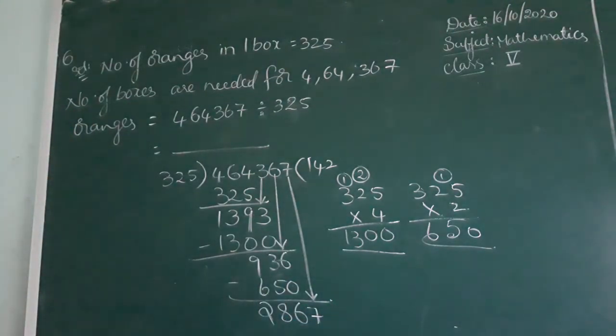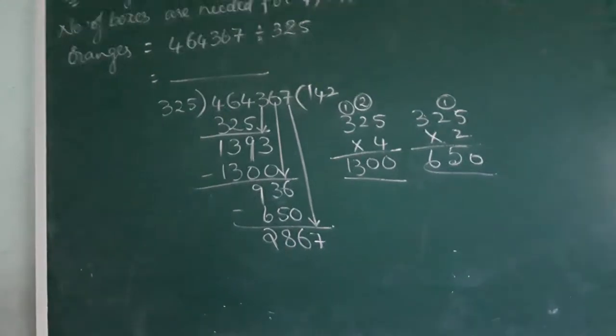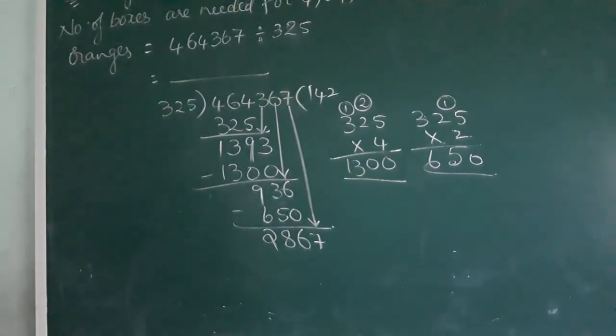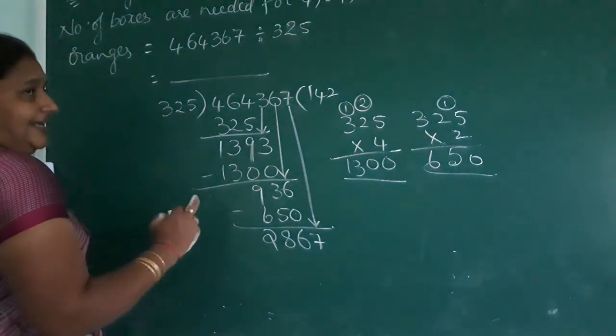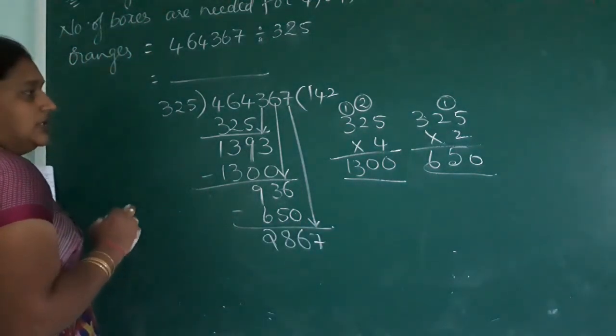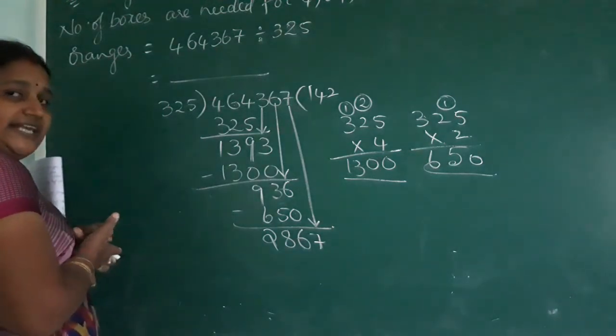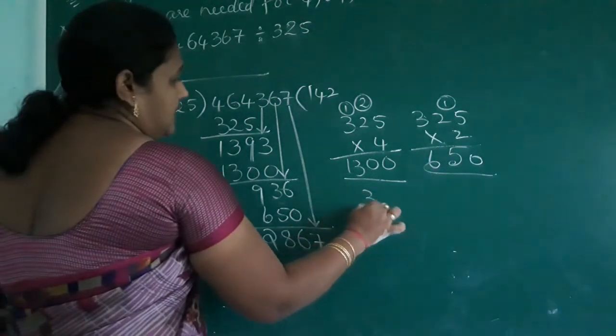Okay, 2867. Check how many times. 3 table, 28. So it may be possible for 9 times. 3 9s are 27. So 9 times, check.